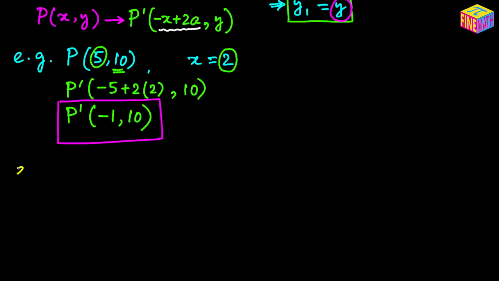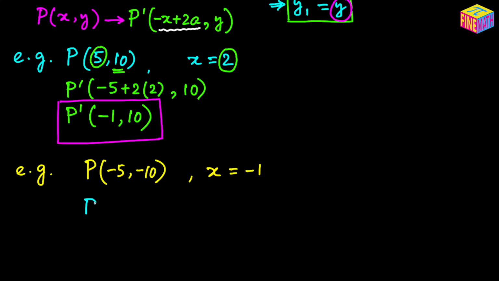Suppose we have a second example where the point is, say, we can take anywhere. Maybe let's say our point is at negative 5 comma negative 10. This is our original point, and we're going to take its image on the line, let's say x equals negative 1, that is a straight line. So we're going to take the image of this point on this line, and we have to find the coordinates of the image.